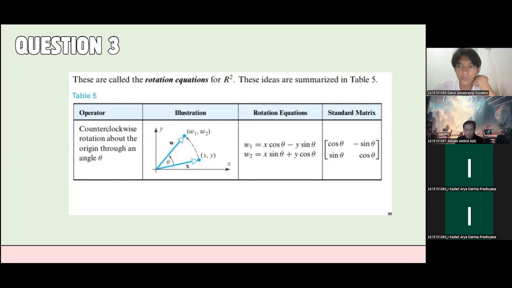First, I will present question 3 in table 5. A rotation operator in R2 is a linear transformation that rotates every vector counterclockwise about the origin through an angle theta.